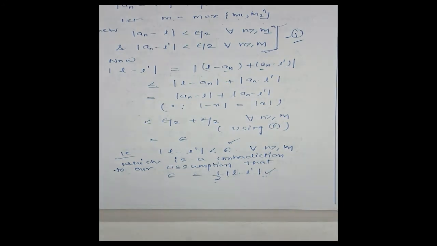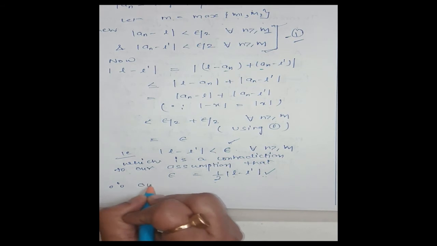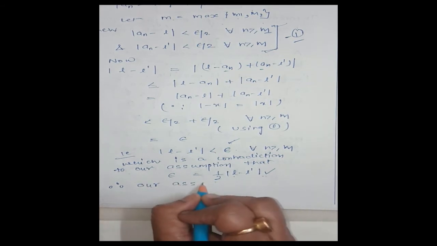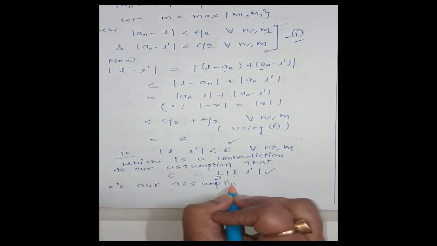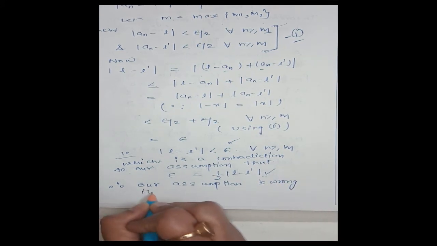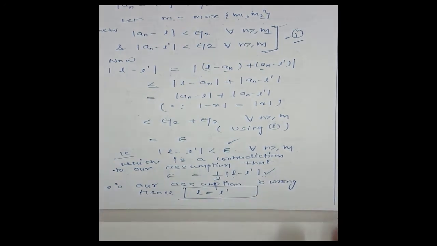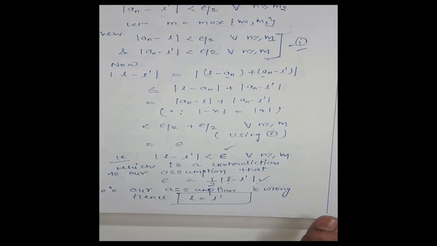Therefore our assumption is wrong, and hence L is equal to L dash. Clear? This means we have a unique limit. If a sequence converges, then it will converge to a unique limit point. Clear?